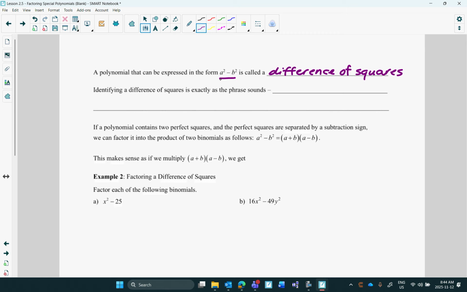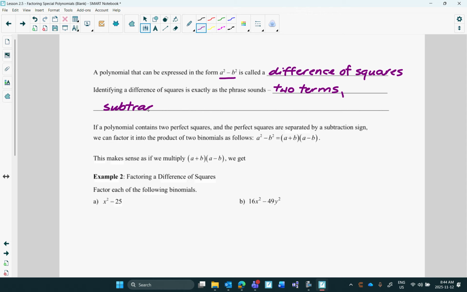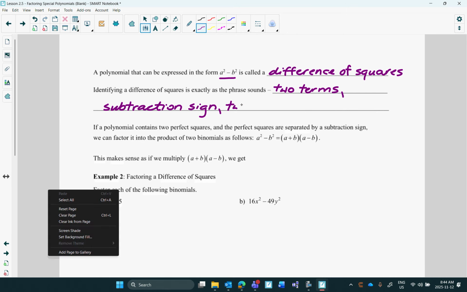So how do you identify it? Two terms. Subtraction sign. Can't be an addition sign. Two perfect squares.